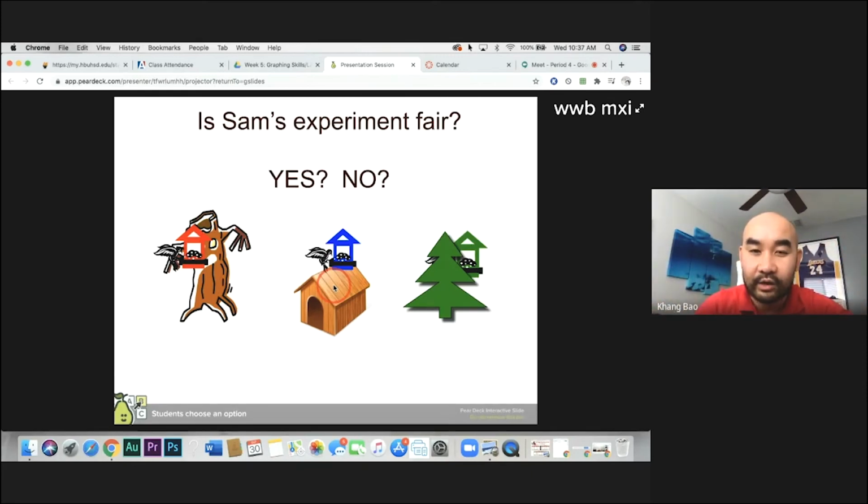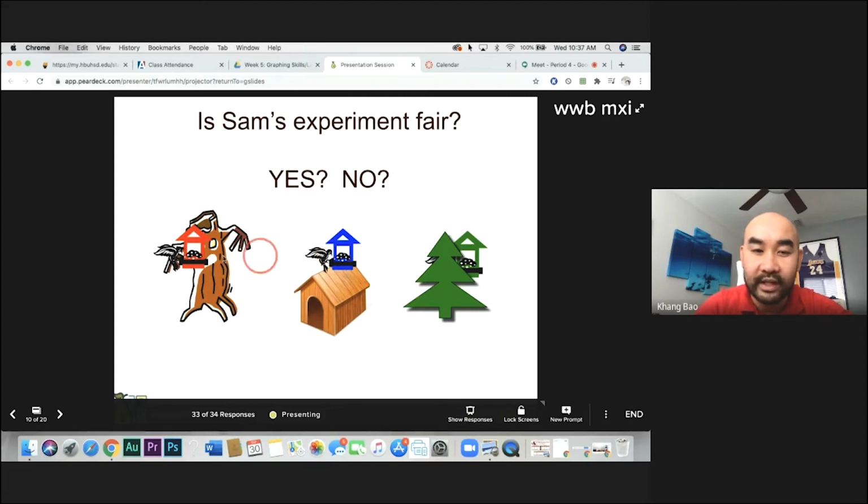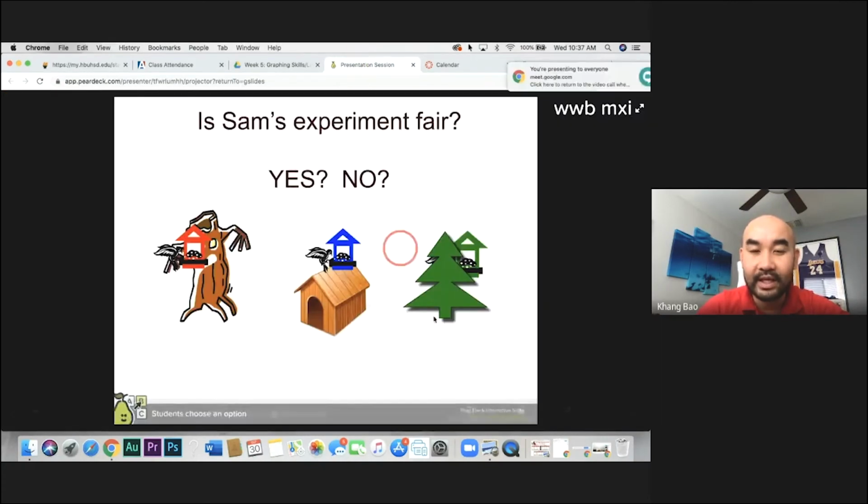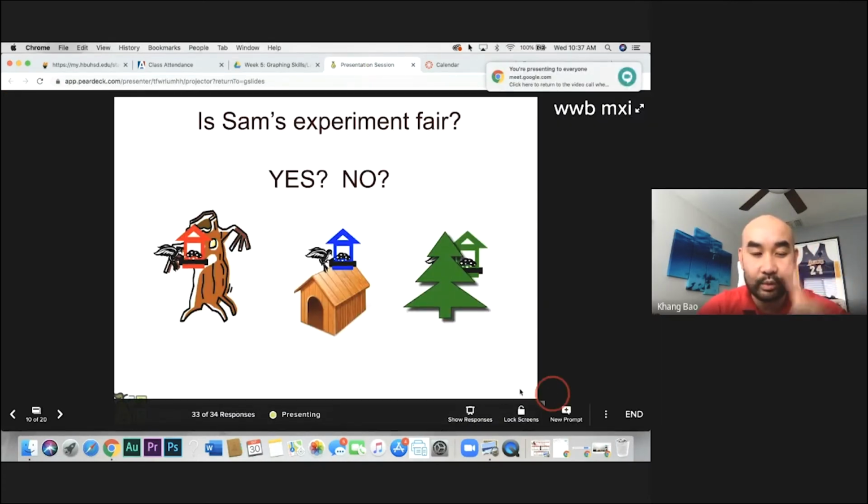So how do they change this experiment? Well, they need to put the red bird feeder on top of the house as well, and the green bird feeder on top of the house as well. So that way you will know which color is the better one. Make sense? So that's important when you create an experiment or investigation: keep everything the same except for one independent variable, one difference.